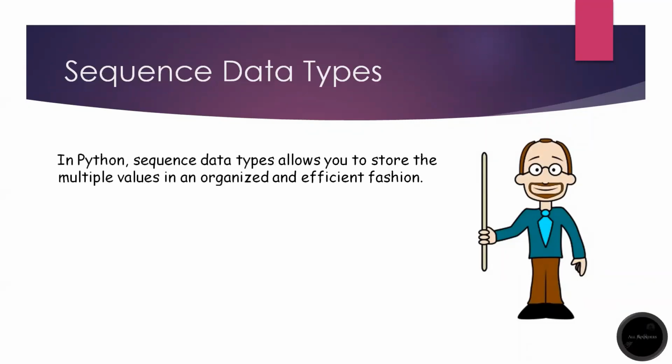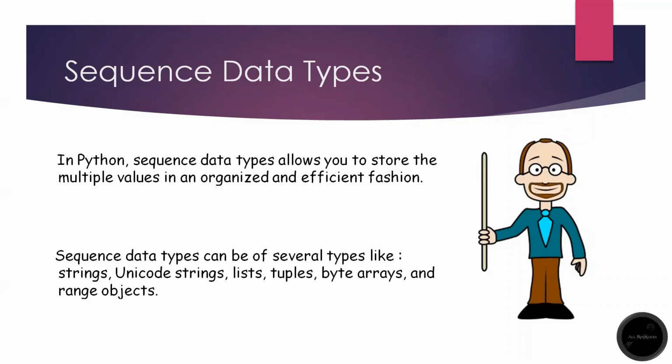In Python, sequence data types allow you to store multiple values in an organized and efficient fashion. You can store sequence data in the form of lists and tuples. Here you can see that sequence data types can be of several types, like strings, Unicode strings, lists, tuples, byte arrays, and range objects. But in this series, we will cover lists and tuples only.